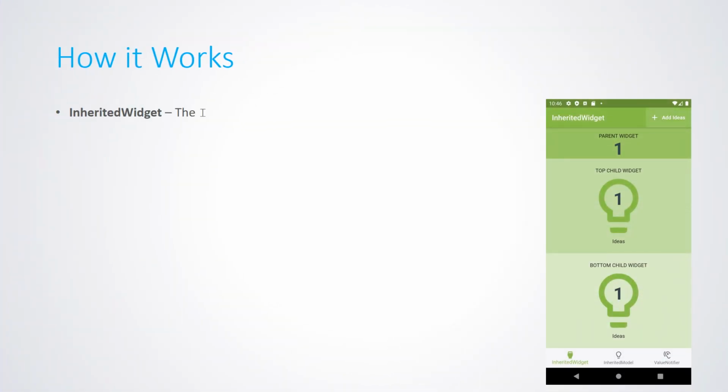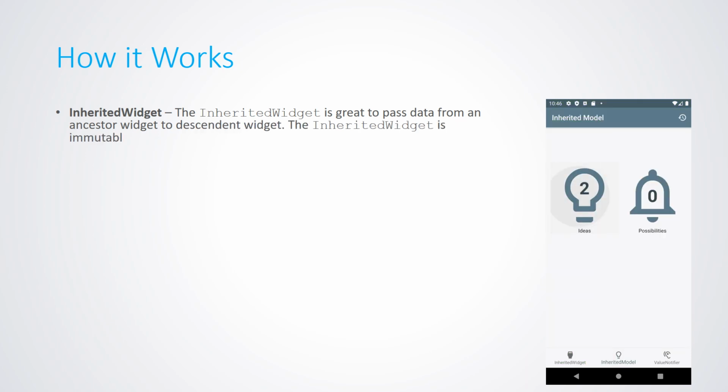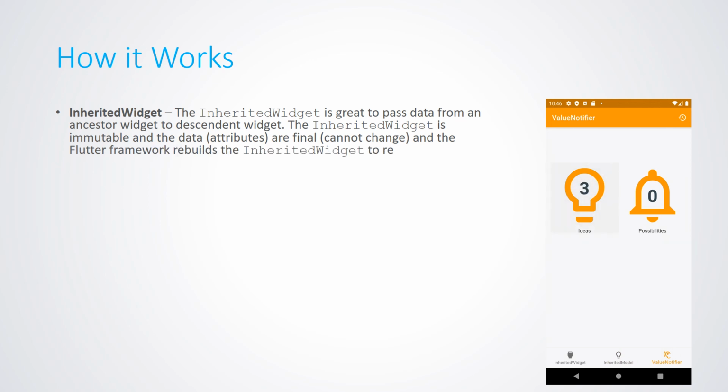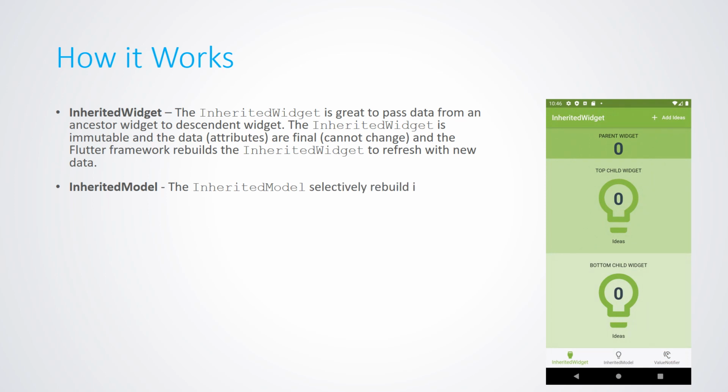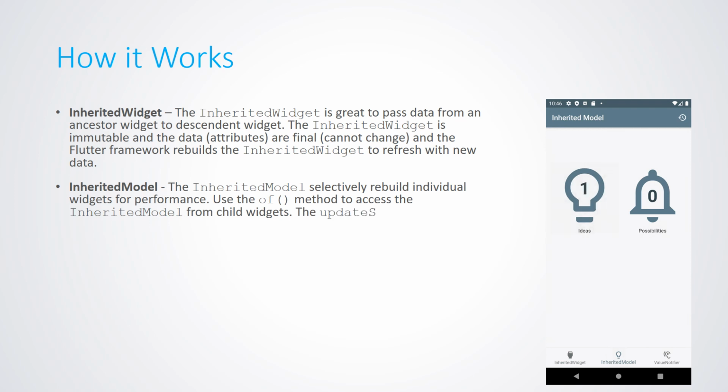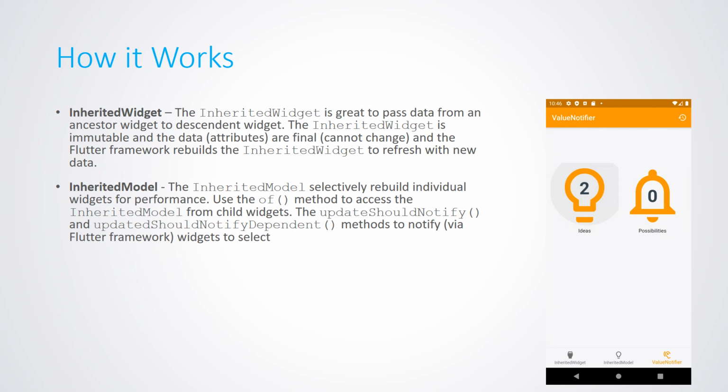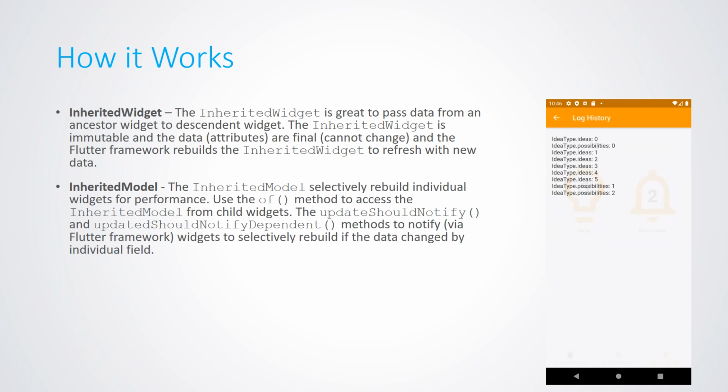How does it work? The inherited widget is great to pass data from an ancestor widget to descendant widget. The inherited widget is immutable and the data are final, and the Flutter framework rebuilds the inherited widget to refresh with the new data. The inherited model selectively rebuilds individual widgets for performance. Now use the of method to access the inherited model from child widgets. Use the update should notify and update should notify dependent methods to notify widgets to selectively rebuild if the data changed by individual field.